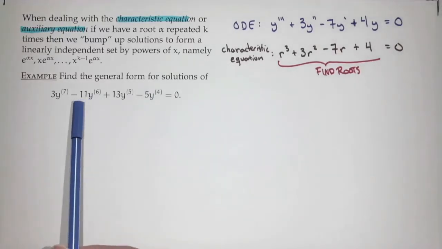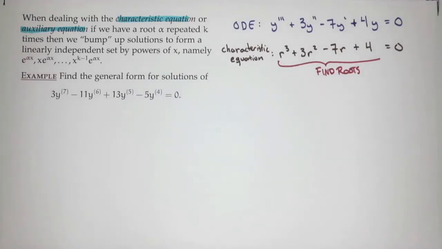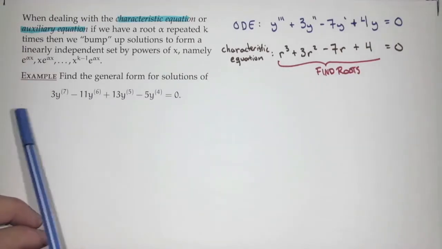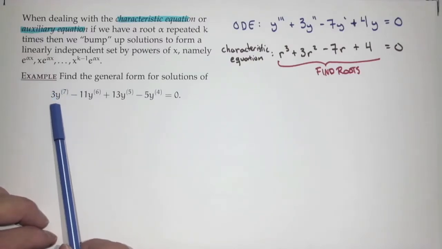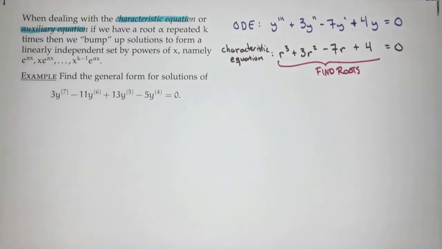Find the general form for solutions of the following. So you have 3y, what's this notation here? 7th derivative. Now, if you think about it, it's like, whoa, hold on. We've only ever done a second derivative problem, and now we're jumping all the way up to 7th? Aren't we skipping 3, 4, 5, and 6? Yes, we can, because we have the technology. This is how strong this technique is. We can handle 7th derivative problems.